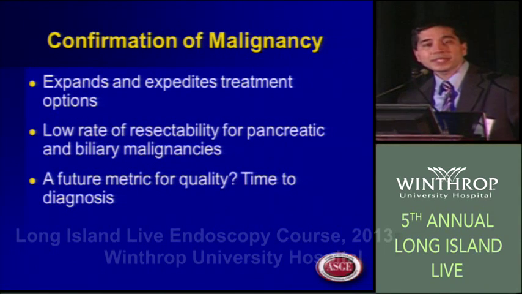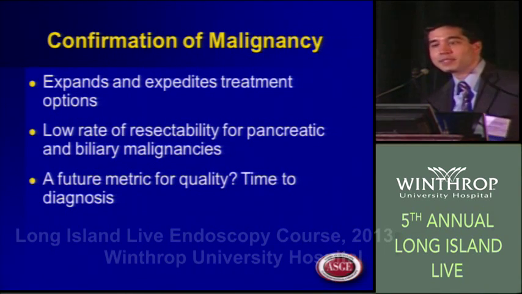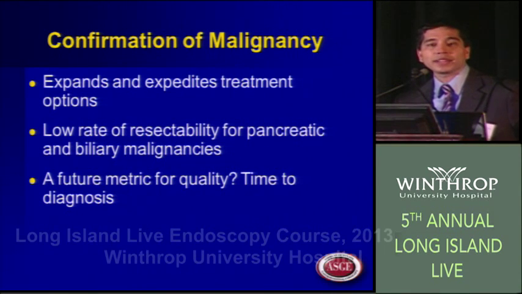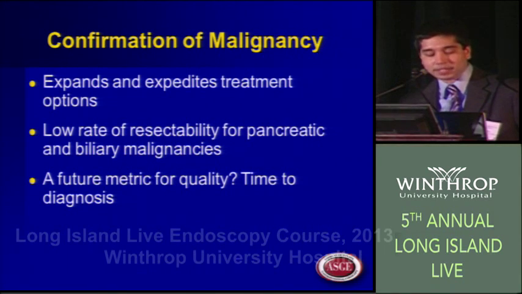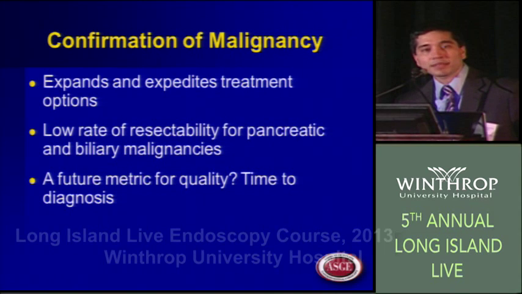And the reason it's important to confirm malignancy rather than shifting them off to surgery right away in the setting of pancreatic and biliary malignancy is that it can expand and really expedite treatment options. And as you know, with pancreatic and biliary cancer, there's a low rate of resectability. And maybe in the future, this will become a metric for quality, is what's the time to diagnosis. Patient presents with biliary stricture or symptoms that suggest that, and what's that time to get to an answer. And that's really all the patient cares about.